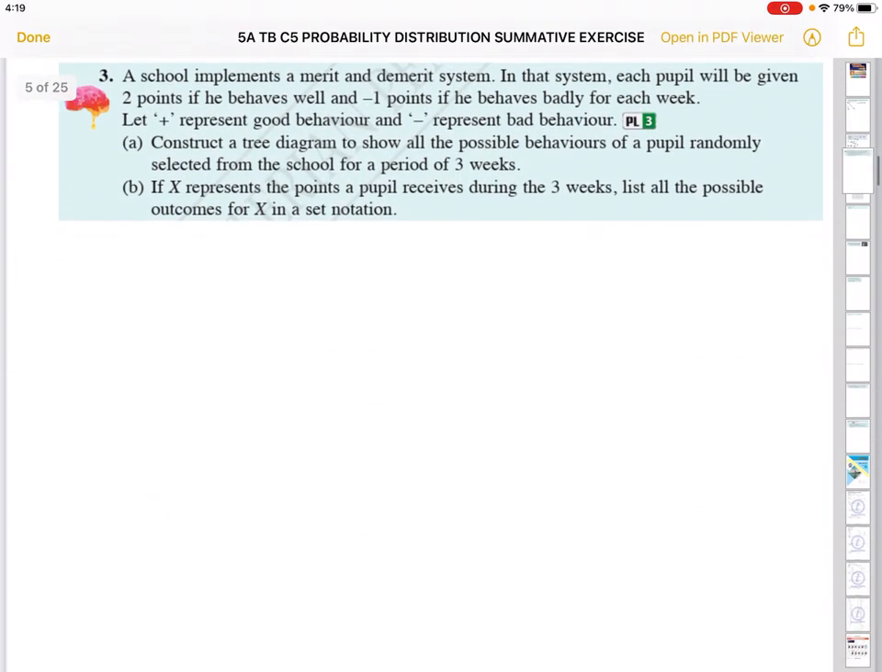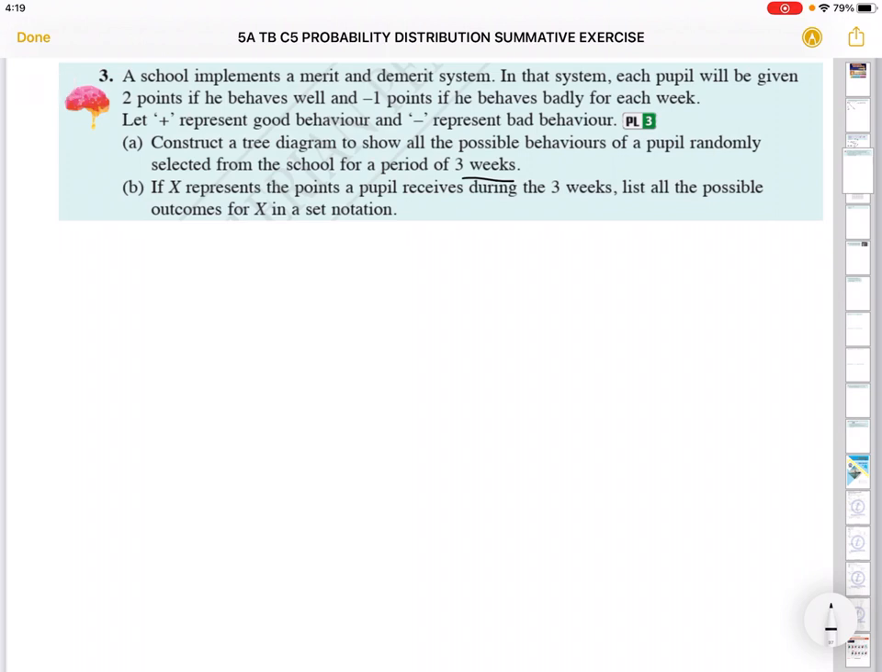So here we have a school that implements a merit and demerit system. I'm not sure whether the school actually does that. In this system, each pupil will be given 2 points if he behaves well and -1 point if he behaves badly for each week. A plus represents good behavior, minus represents bad behavior. So we're supposed to construct a tree diagram for the period of 3 weeks. That means we have 3 branches.